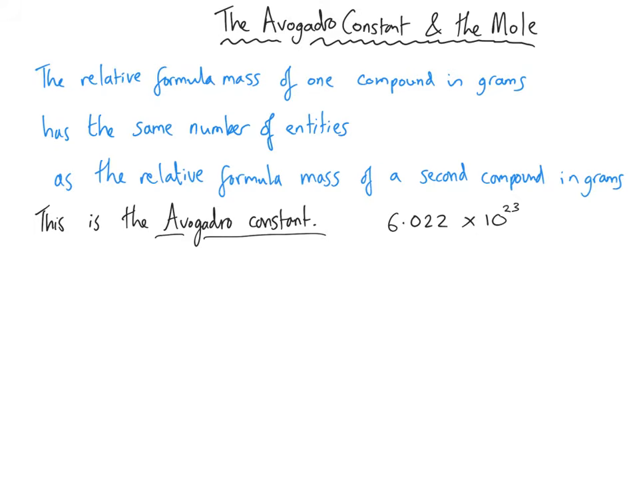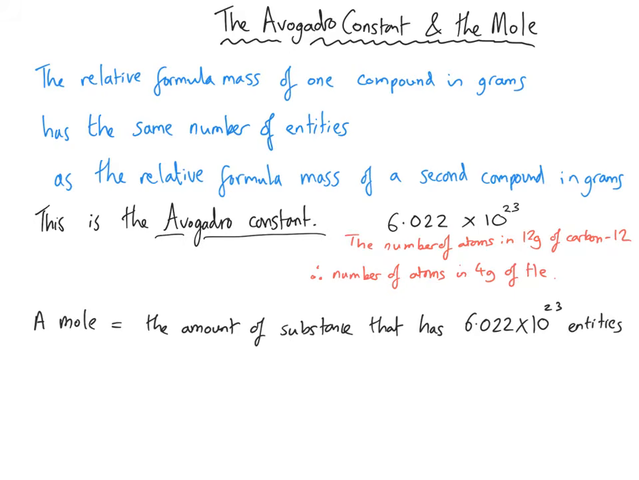And the Avogadro constant, or Avogadro number sometimes it's called, is the number of atoms in 12 grams of carbon-12. And so it's therefore the number of atoms in 4 grams of helium, because they are the same number. And the amount of substance that contains Avogadro's number worth of particles or entities is called a mole. And an entity means an electron, an ion, a molecule, an atom, or the simplest formula of an ionic compound such as NaCl. We would have a mole.